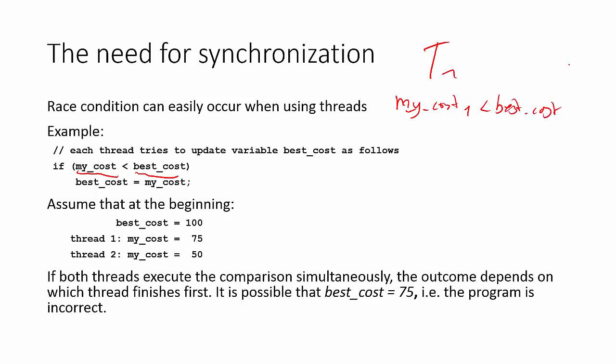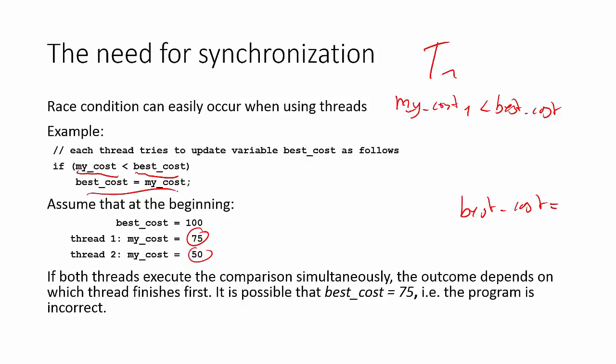And then you have another thread that does this at the same time. And they both find out that their cost is smaller than the best cost. Depending on how the threads interleave the code, it could be that the best cost is either my cost, in this case 75, or my cost 50, depending on which one performs the store first.